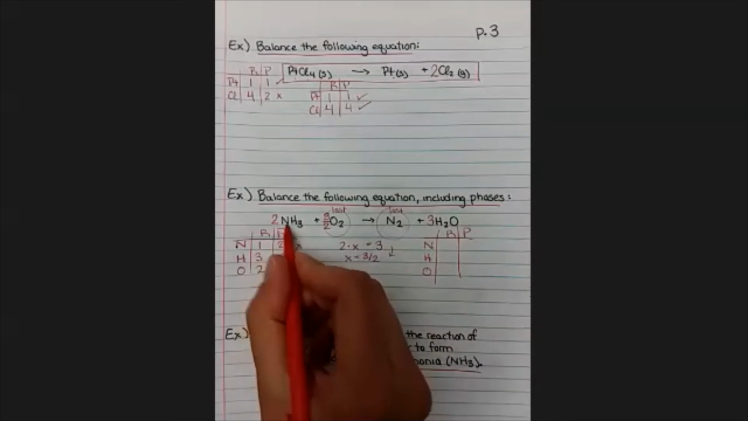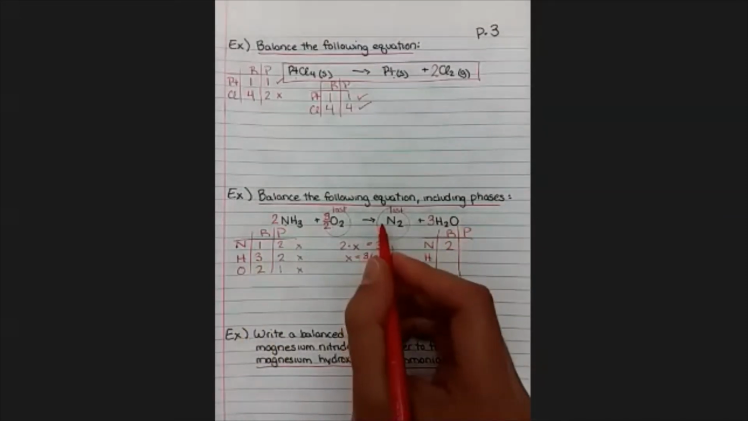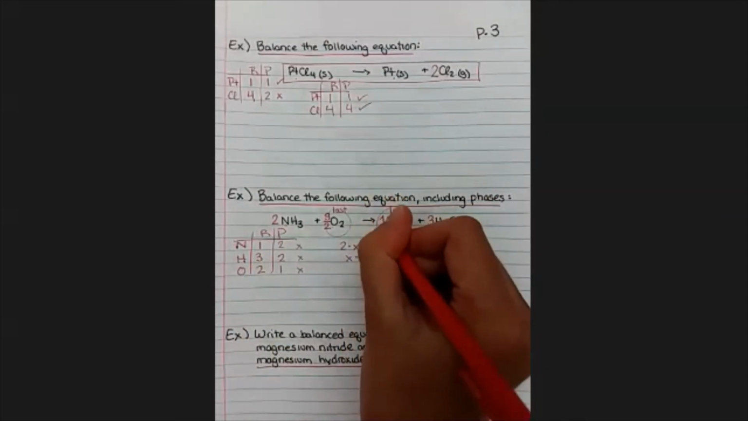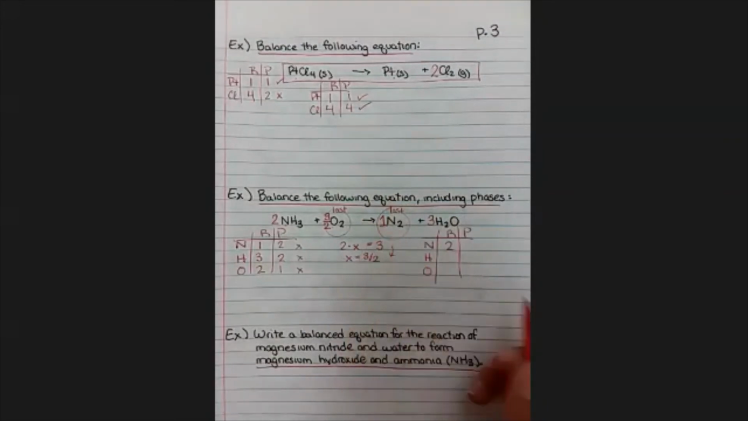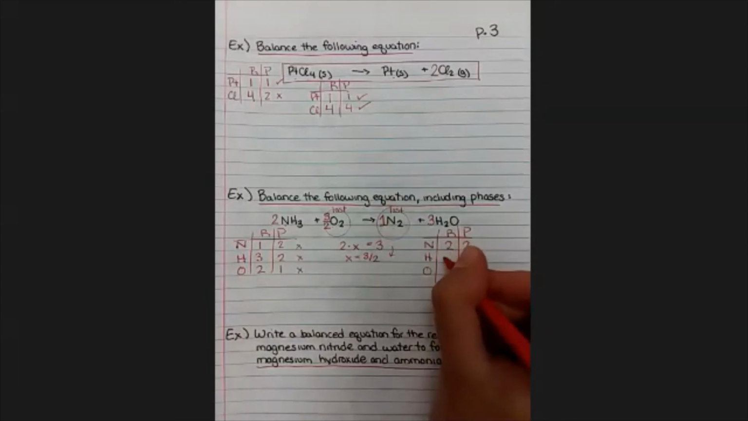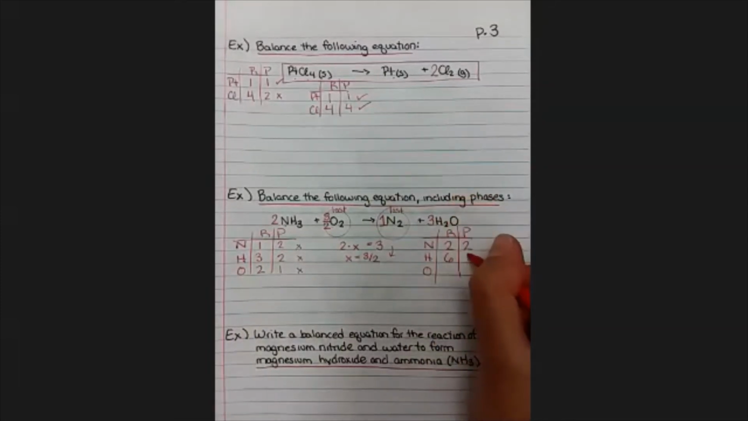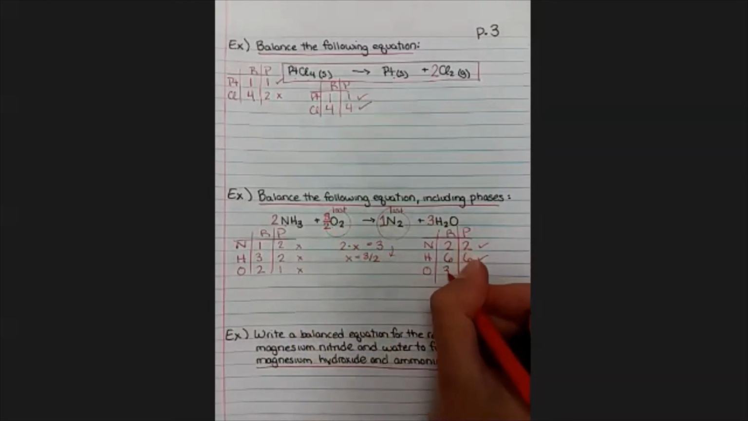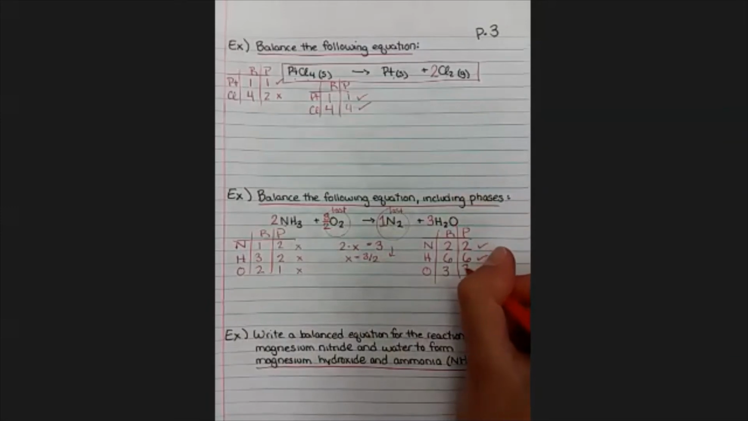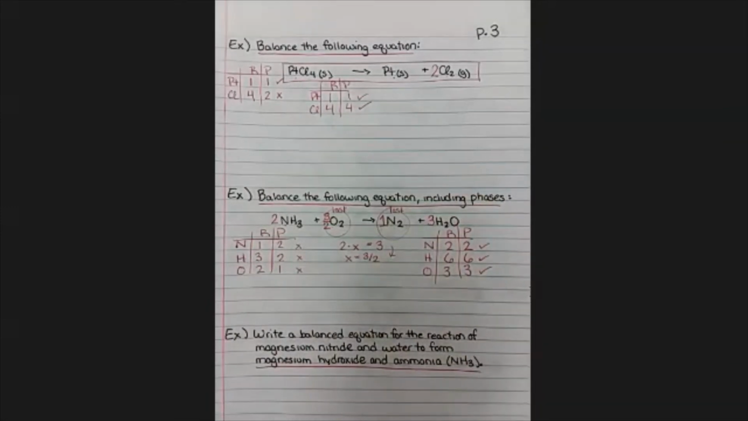So nitrogen's 2 times 1 is 2 on the reactant side. There's no coefficient here. We can just write a 1 if we want. 1 times 2 is 2 on the product side. For hydrogens, we have 2 times 3 is 6, and 3 times 2 is 6. So those are both good. And for oxygen, we have 3/2 times 2 is 3, and 3 times 1 is 3. So those are balanced now.